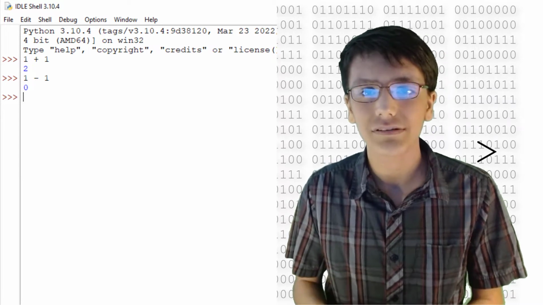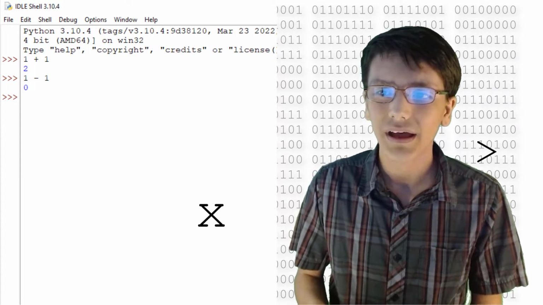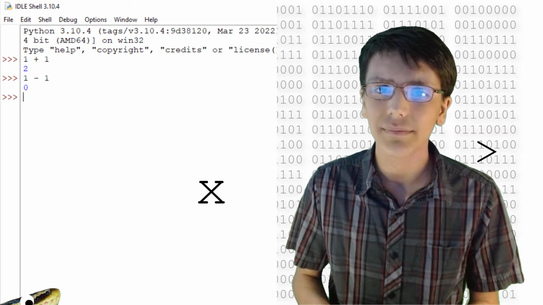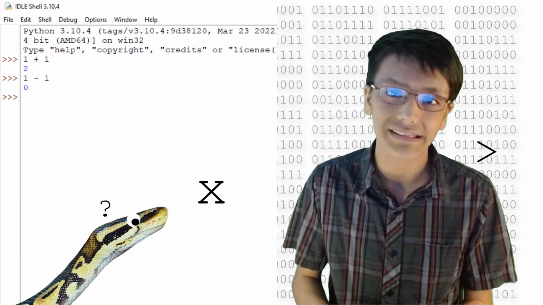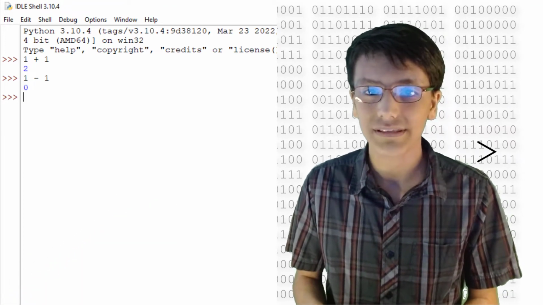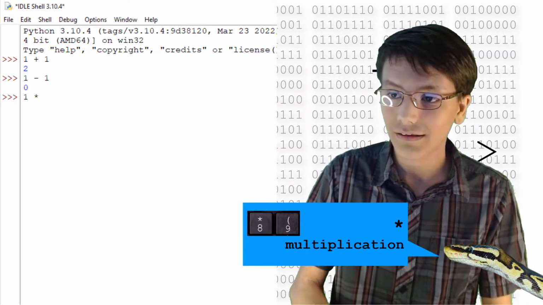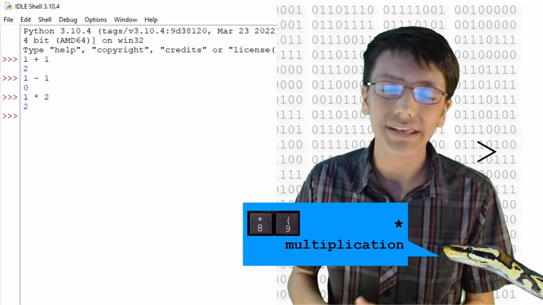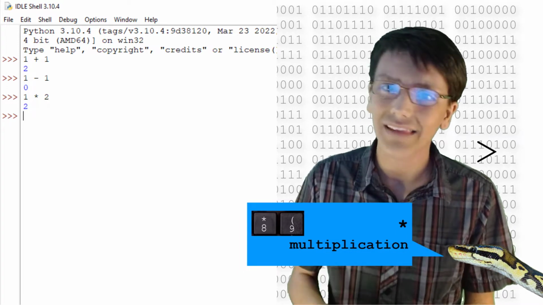You might think to use the letter X for multiplication, but that might confuse Python if you decide to make a variable X, or just the letter X in general. Instead, we use the asterisk, like this. If you ever used a raised dot for multiplication, it's kind of like that.